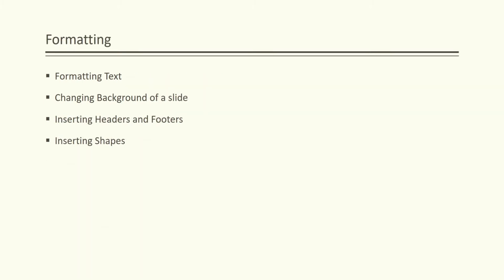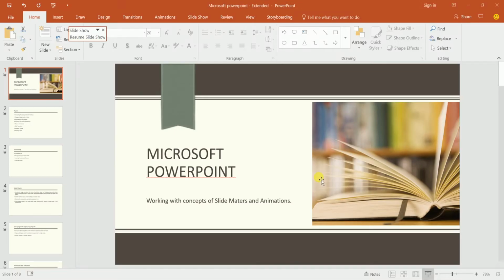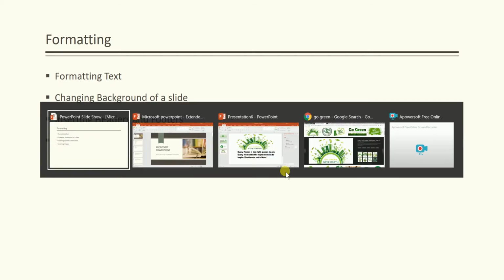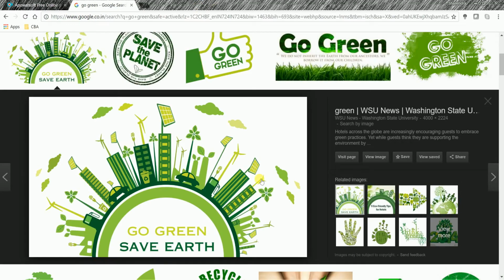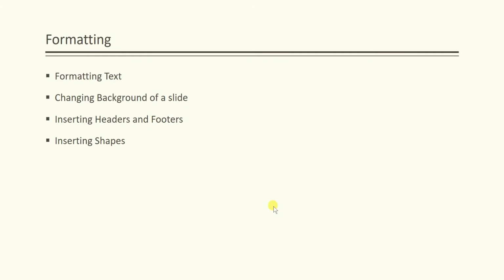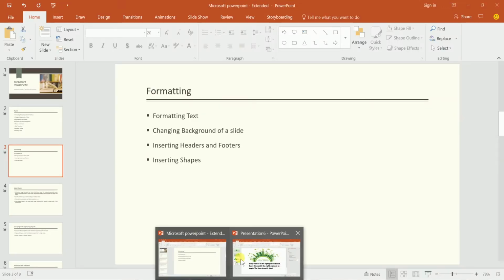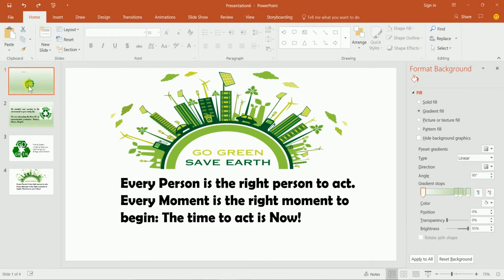First, you need to understand what we mean by formatting of text. Formatting of text basically means changing the font color, style, and size of text. And how can you do that? Let me show you with the help of a presentation. I have a presentation here which I can use to show you how you can format your text.